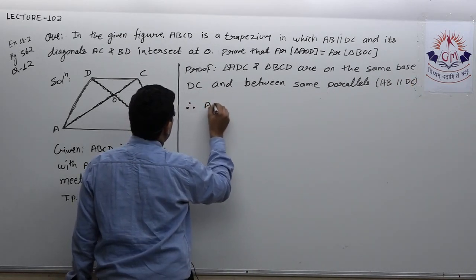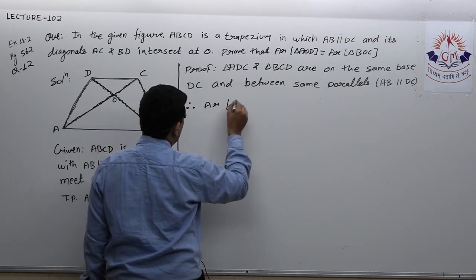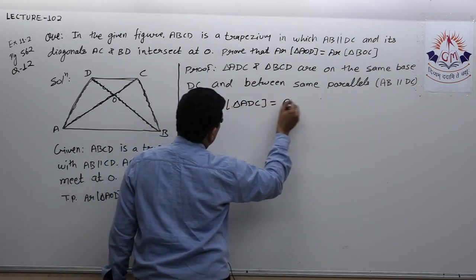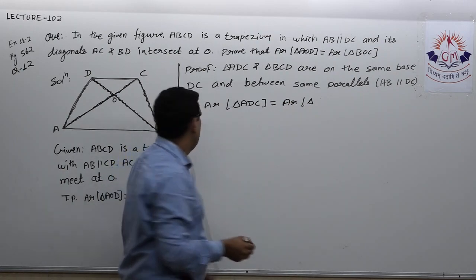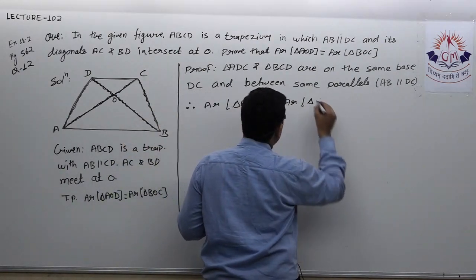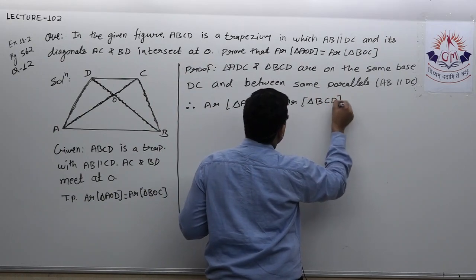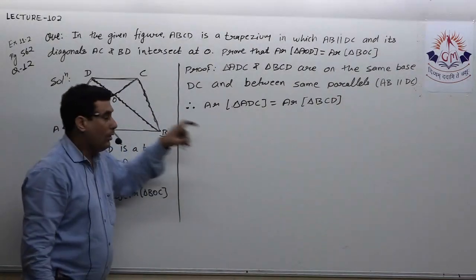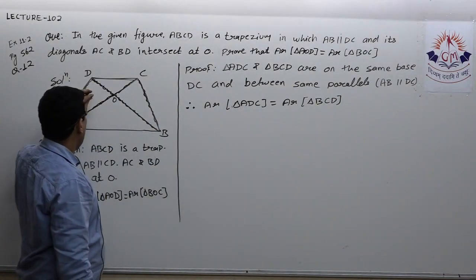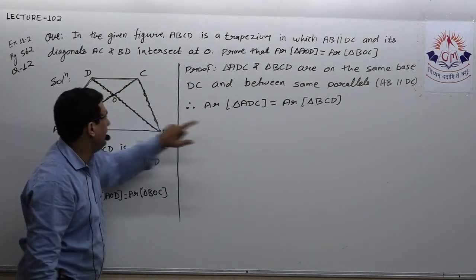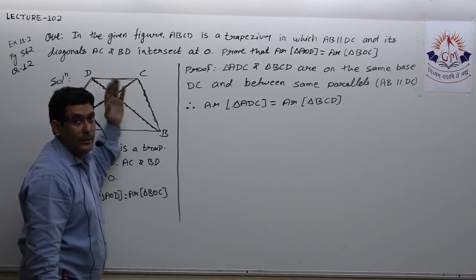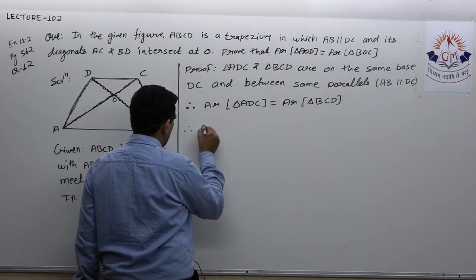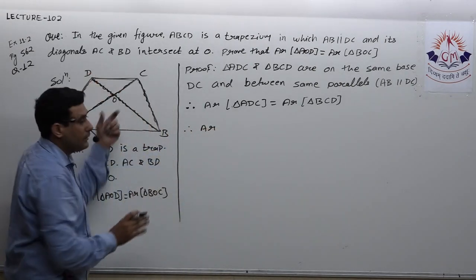Therefore area triangle ADC is equal to area triangle BCD. These two are equal in area. Now, two things can be done. Either I subtract the same thing from both, or I write ADC as AOD plus COD and BCD as BOC plus COD, and then cancel COD from both sides. Here I am subtracting, because it looks very clear that if I subtract this, I will get the required result.